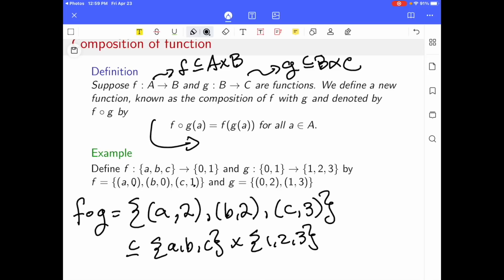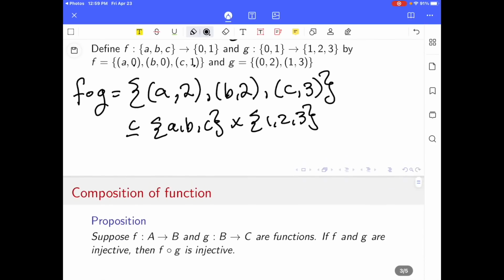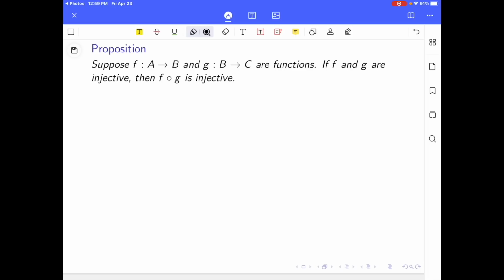Just like in this definition, we have F composed with G is a subset of A cross C in general. So now we're going to jump in and prove a couple of pretty standard results involving compositions of functions. The first such result says that if you compose injective functions, you get an injective function. So that's what we've got here. We've got a function F and a function G. Both are injective, and we want to prove that F composed with G is injective.